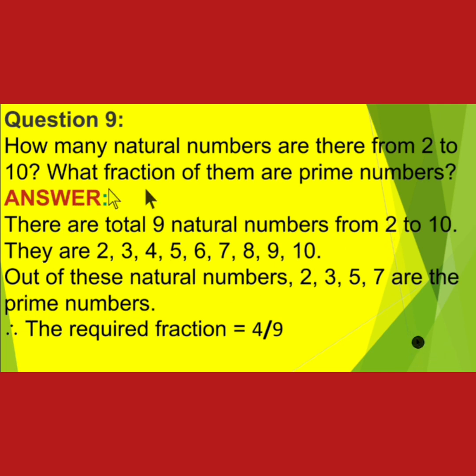Now we have to find what fraction of them are prime numbers. What are prime numbers? Prime numbers are the numbers that have only 2 factors. So out of these, the prime numbers are 2, 3, 5 and 7. There are 4 prime numbers: 1, 2, 3, 4. So the required fraction is 4 upon 9. Prime numbers are 4 and total numbers are 9, so the required fraction is 4 upon 9.